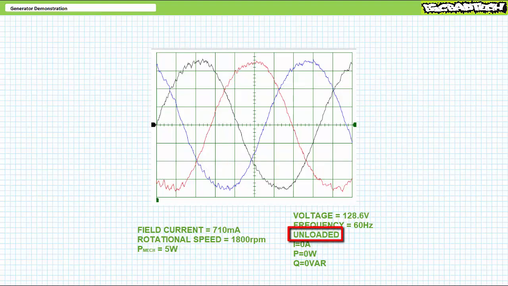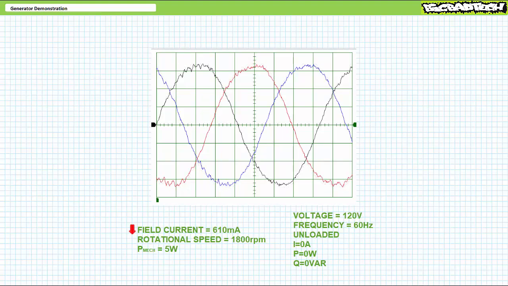In this doubly compensated state, voltage magnitude surges to 128.6 volts. To prevent damage, an operator needs to decrease field current. At roughly 610 milliamperes DC of field current, voltage magnitude stabilizes at the desired 120 volts. This confirms our theoretical expectations regarding voltage regulation for resistive loads.